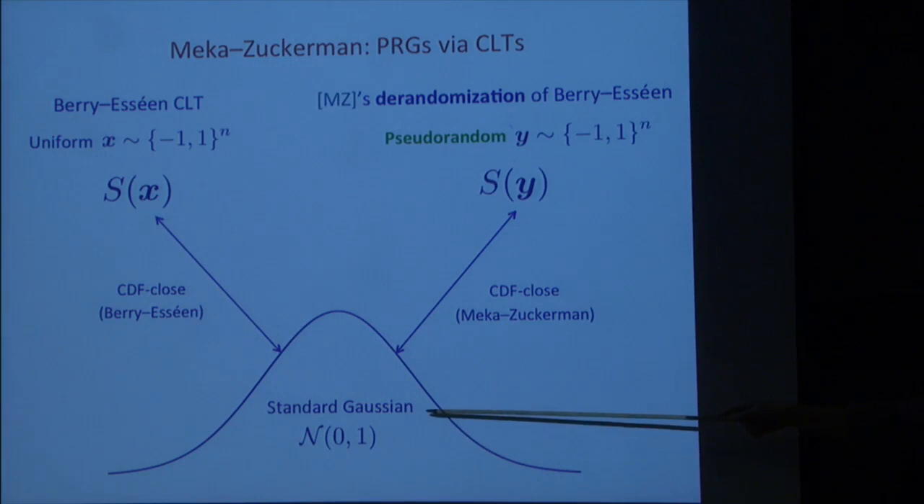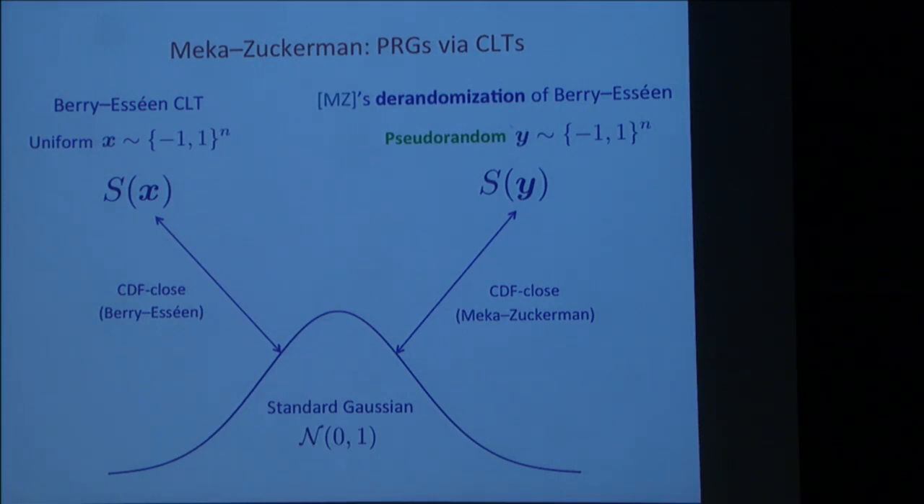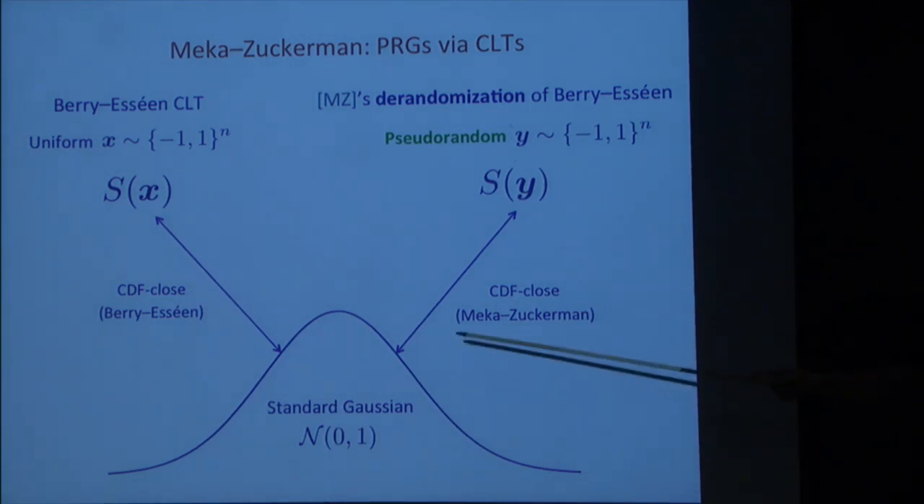Okay, so by doing this, question? Why is y an m-bit string? Yes, y is generated using m bits of randomness, and the pseudo-random generator is a deterministic algorithm which stretches it to what we think of as a pseudo-random n-bit string. So this y is the output of the pseudo-random generator when it's fed m bits of truly random input. Good. So Meka and Zuckerman come up with a pseudo-random version of the Berry-Esseen theorem.